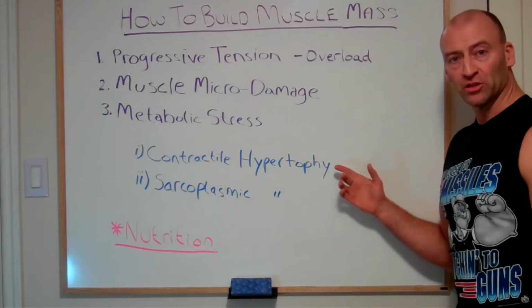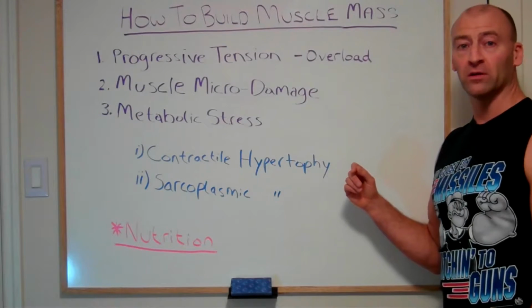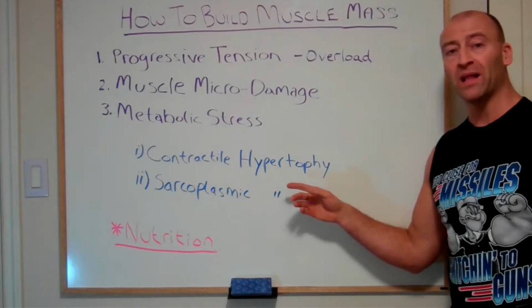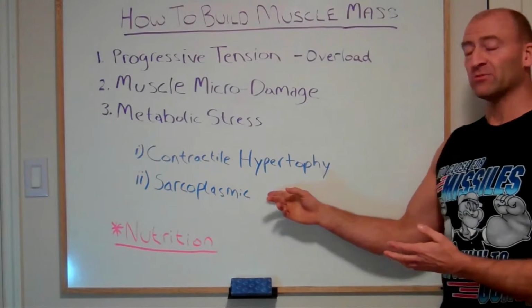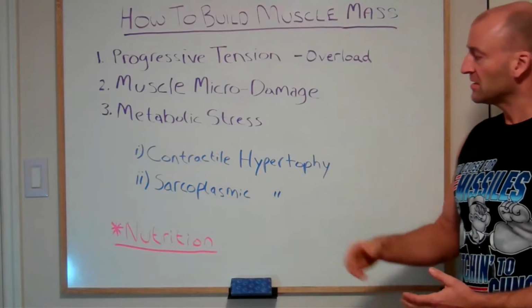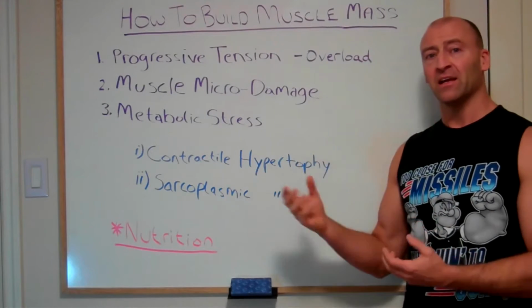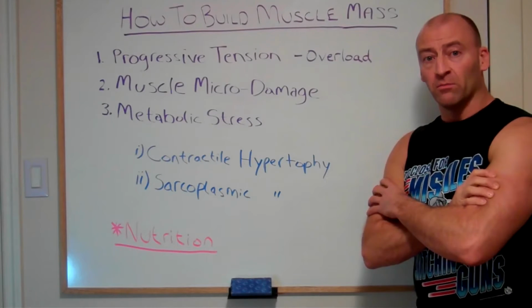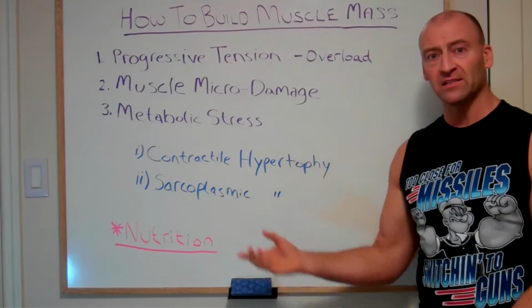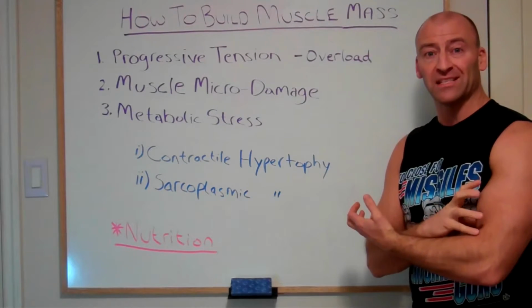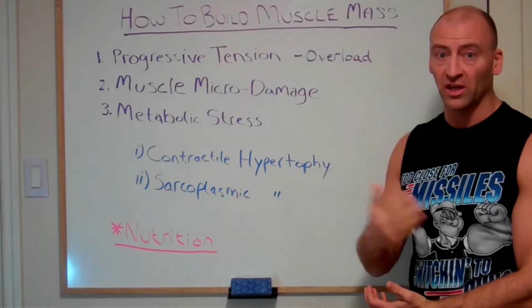There's contractile hypertrophy, which is also known as myofibrillar hypertrophy, and then there's sarcoplasmic hypertrophy, and that's sort of what's referred to commonly as the pump. So with contractile hypertrophy, you're actually getting the breakdown and the growth of muscle fibers. Sarcoplasmic hypertrophy is actually like the volumization of the muscles by glycogen storage and other factors.